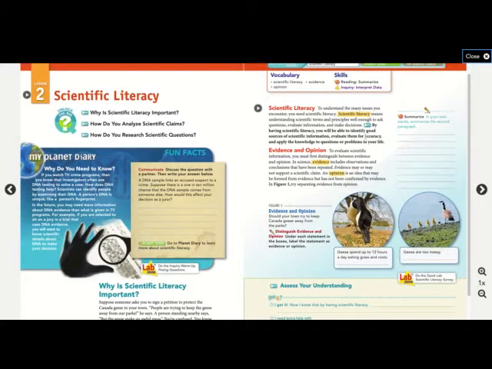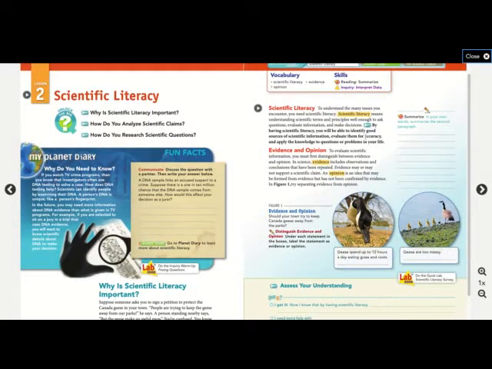So, scientific literacy. To understand the many issues you encounter, you need scientific literacy. Scientific literacy means understanding scientific terms and principles well enough to ask questions, evaluate information, and make decisions. By having scientific literacy, you will be able to identify good sources of scientific information, evaluate them for accuracy, and apply the knowledge to questions or problems in your life.